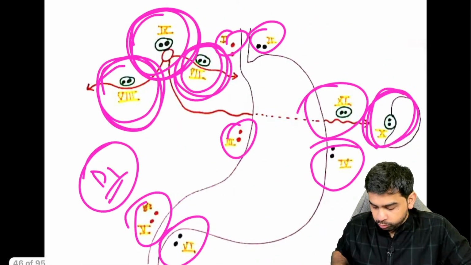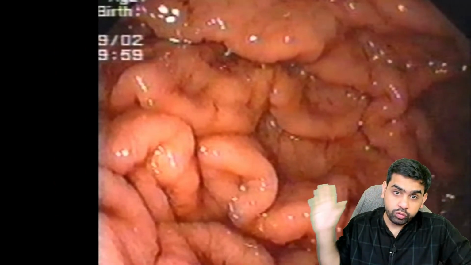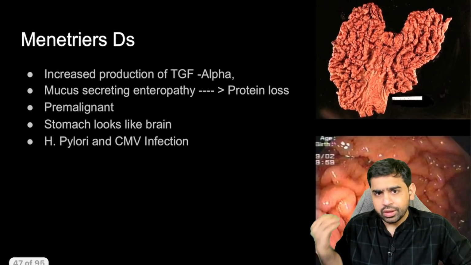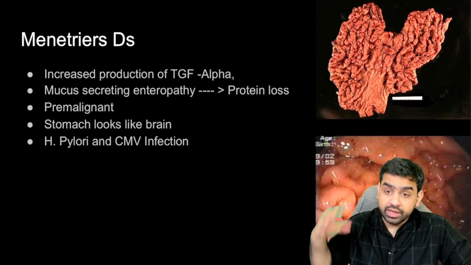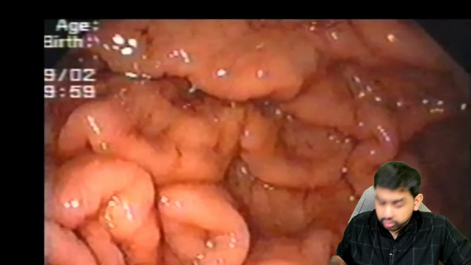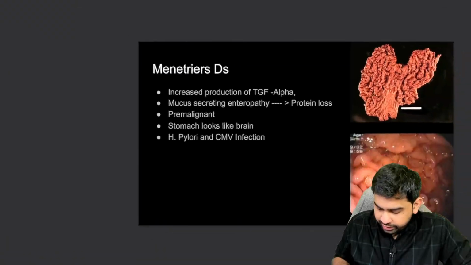Okay, now let's move on. So what is this? This is not the brain of any particular person. This is Menetrier disease. So what is this basically called? This is the protein-losing enteropathy, with a brain-like, cerebriform appearance of the stomach. This is your Menetrier disease. Very important. It is a risk factor for the development of gastric carcinoma as well.